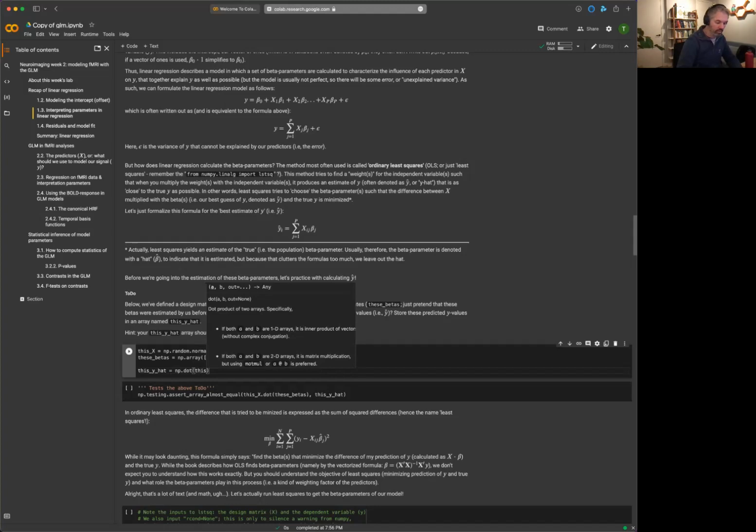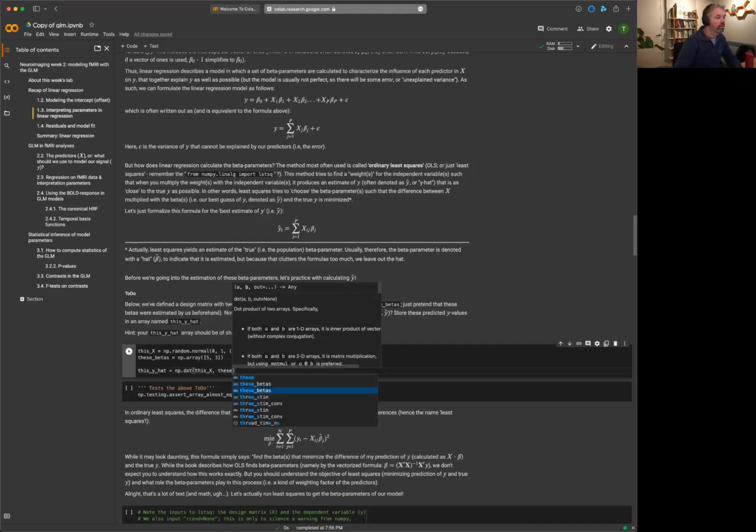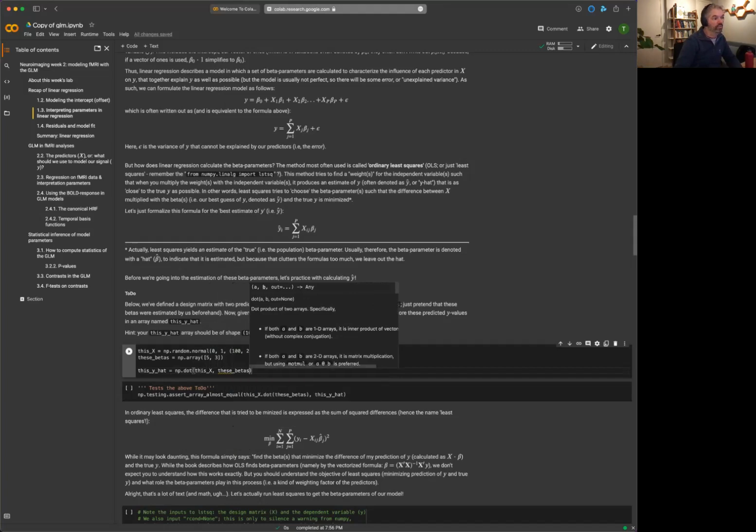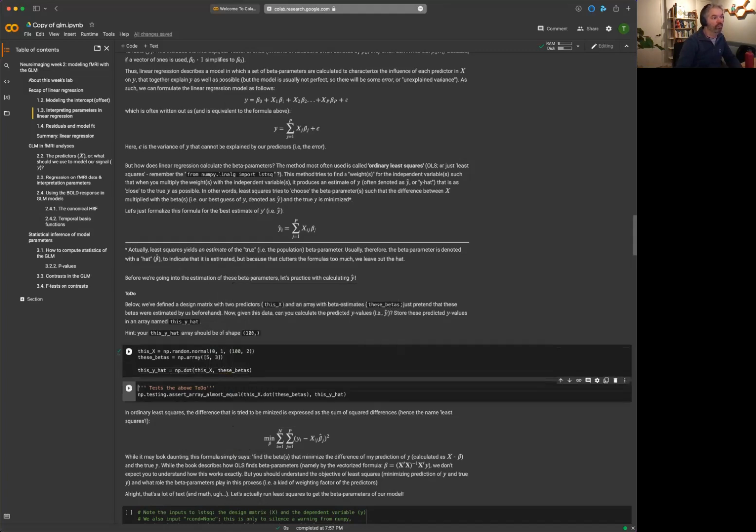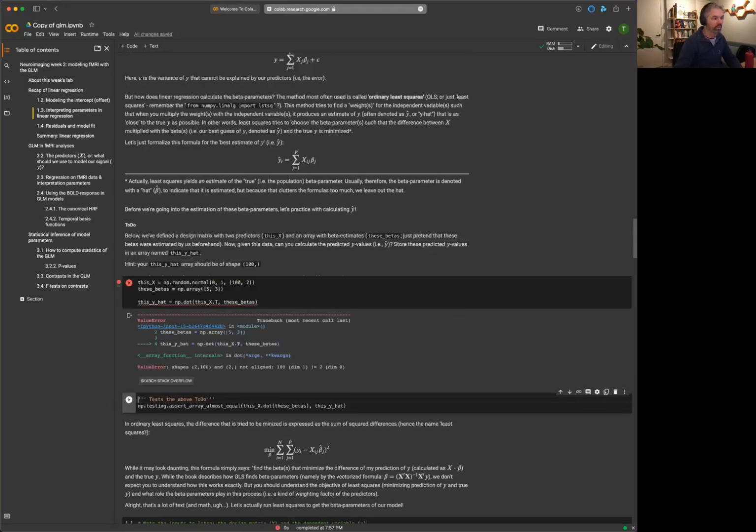I always forget, but I'll just try and see if this works, whether the dimensions are aligned. If the dimensions aren't aligned, for example, if I do the transpose of this x, it will give you an error such as this. So this now makes that work.